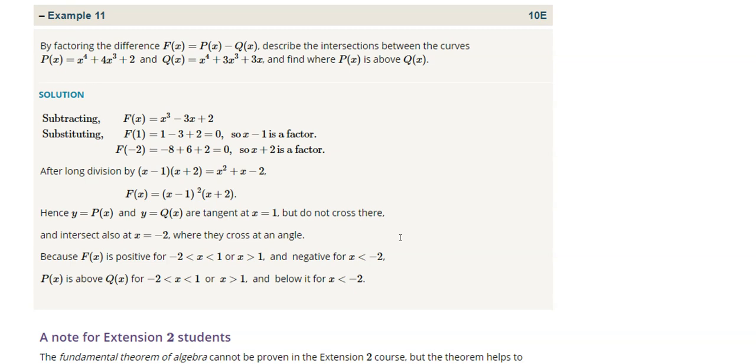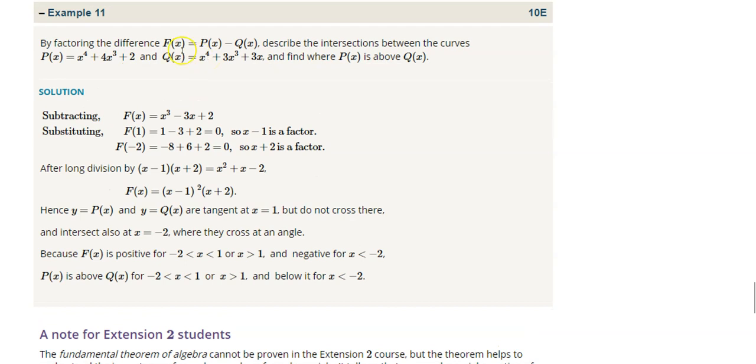I think I copied the actual solution in here because I wasn't too worried about it. So by factoring the difference, so if f of x is equal to p of x minus q of x, describe the intersections between the curves. So you have p of x and q of x, they're both the same degree and very similar functions, or not really similar functions, I guess. This one doesn't have an x squared term, neither does this one, but this one doesn't have an x term, and this one does, and there's no constant. Firstly, where does this cross the y-axis? The origin, because there's no constant term on there.